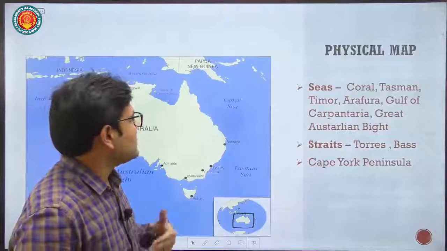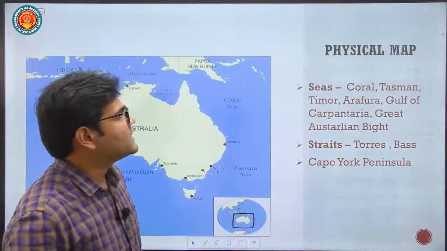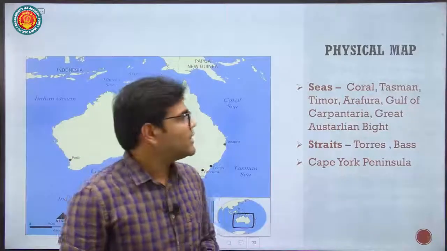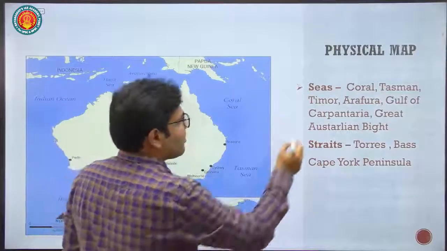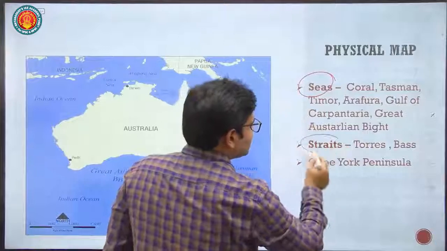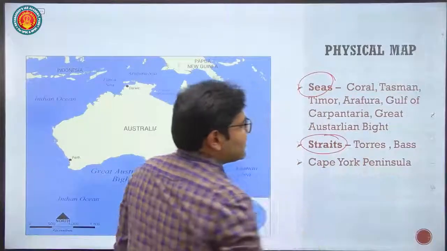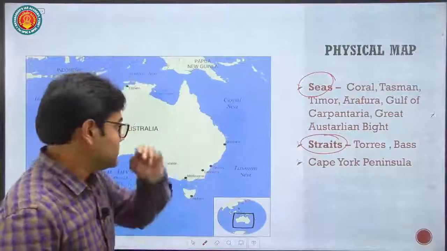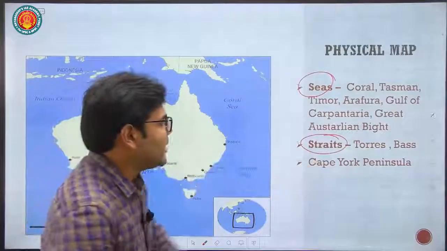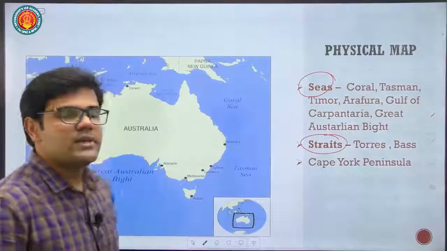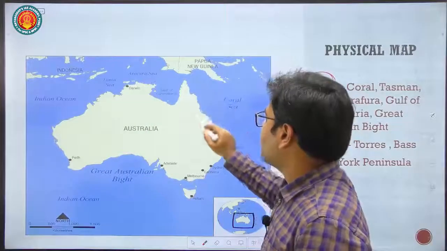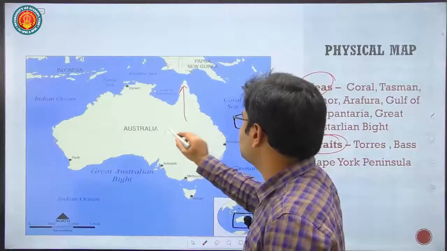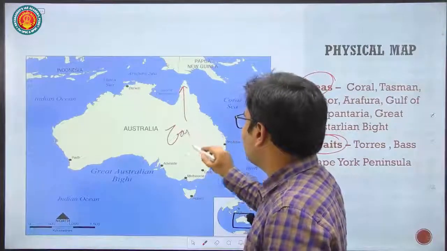Next, now we will see the physical map of the Australian continent. We will first see important seas, important straits, and the major landscapes in it. So from the start you can see Cape York Peninsula. I told you the definition of peninsula, that a peninsula is surrounded by water from three sides. So this part is called Cape York Peninsula.